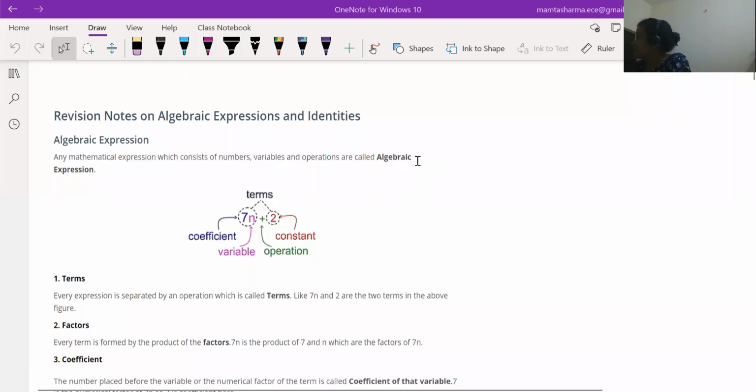Yes. What do you mean by algebraic expression? Tell me. What is an algebraic expression? And what is the difference between an equation and an expression? Do you tell me?